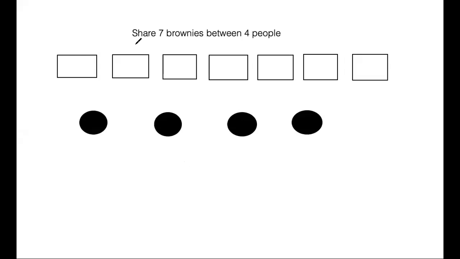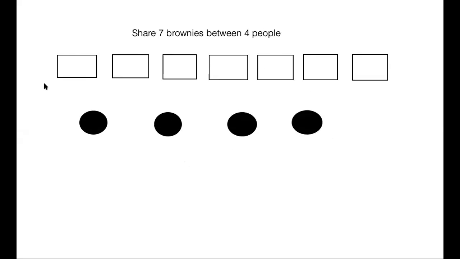All right, so remember on Monday, you were sharing 7 brownies between 4 people. So we have 7 brownies here up top represented with these rectangles. And then these dark black circles here are the people that we're sharing them with. So there are 7 brownies and 4 people.